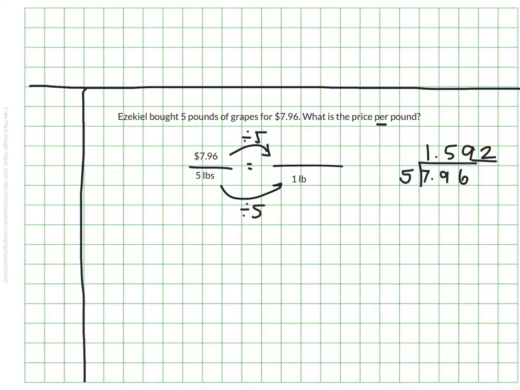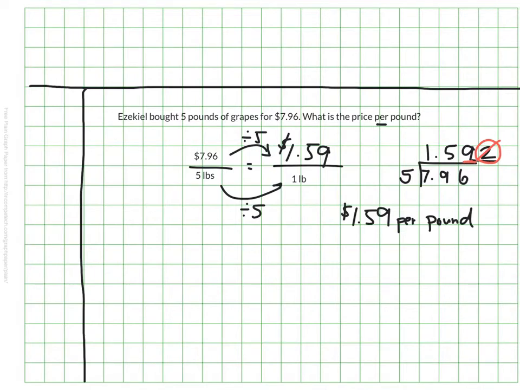And when I do that, I actually get 1.592, but money is of course only counted to the hundredths place. So I have to see if this is closer to $1.59 or $1.60. And this number in the thousandths place is less than 5, so I'm just going to cut it off, which means it would be $1.59 per pound.